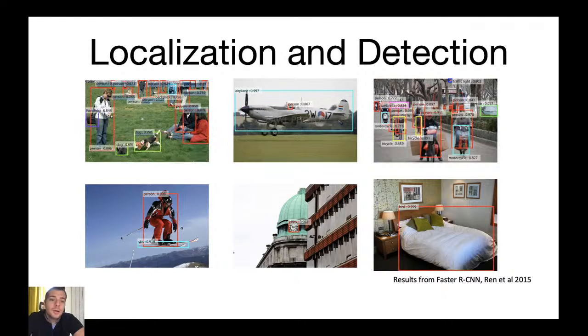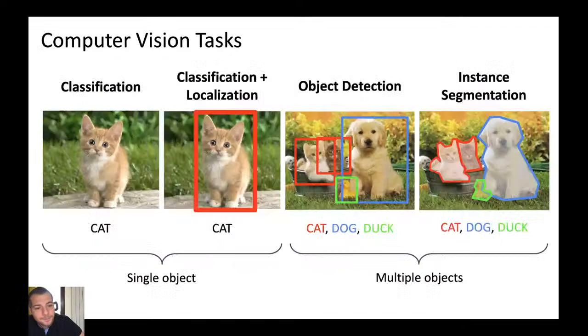Okay, so our plan for today is to see how we can use these models for localization and detection. And these are two independent tasks. So detection, here we have some results where we have objects with bounding boxes around them. So this is the detection task, and the localization task is just localizing a single instance of an object.